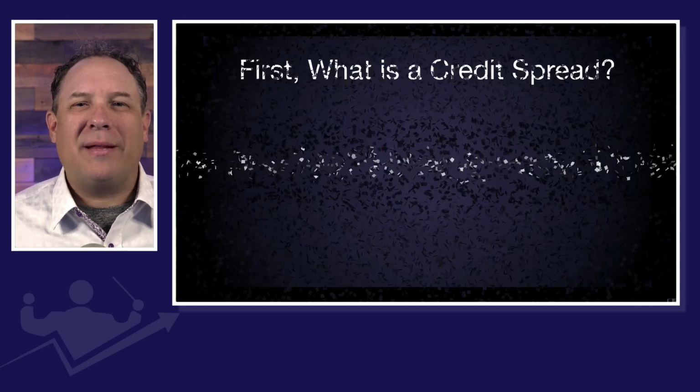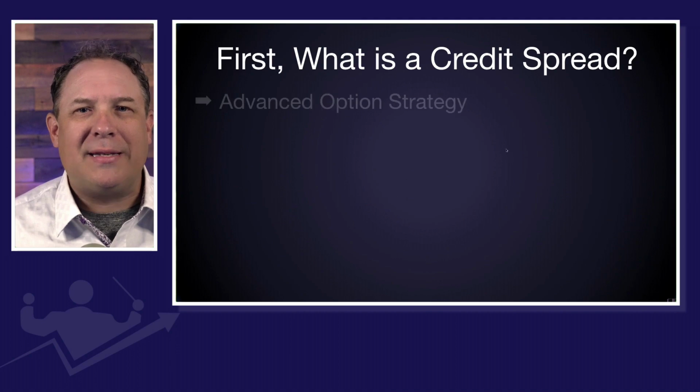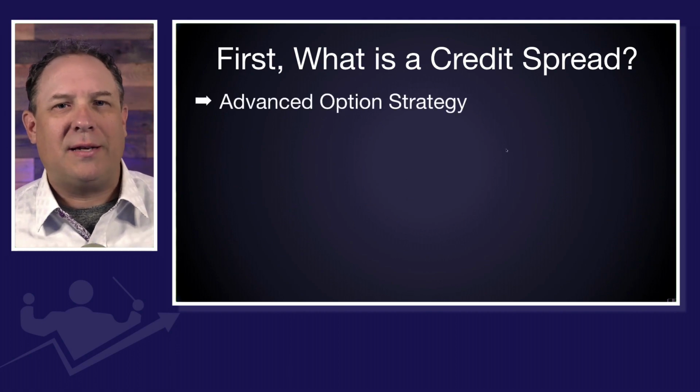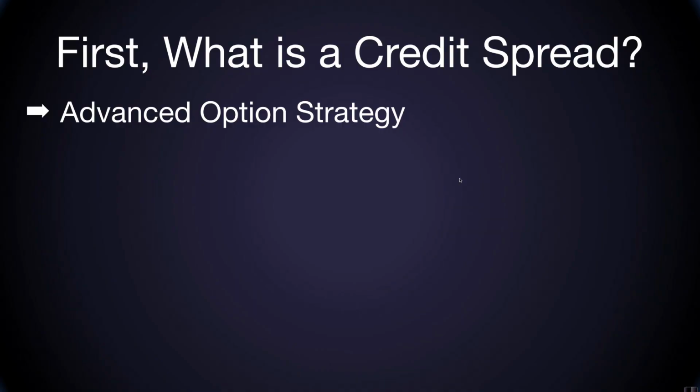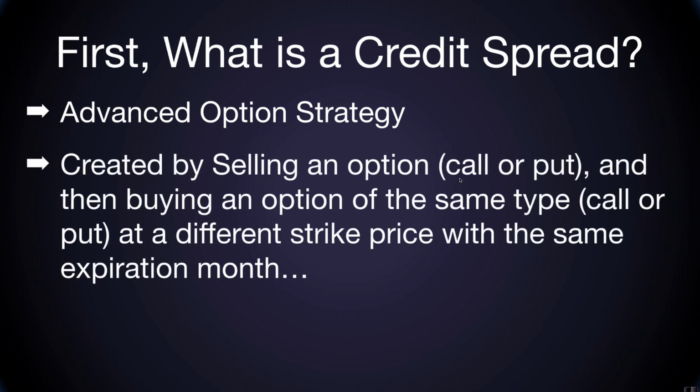All right, first of all, let's talk about this. What is a credit spread? It is an advanced option strategy. Here, I'll take this full screen for you. It is an advanced option strategy created by selling an option. It could be a call or a put, but it's going to be created by selling an option and then buying an option of the same type, either the call or the put, at a different strike price with the same expiration month.